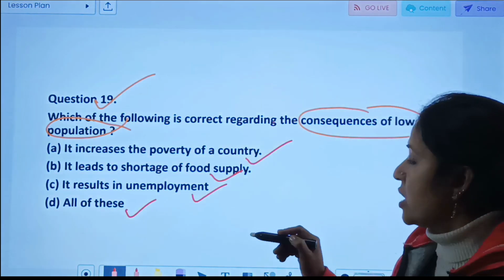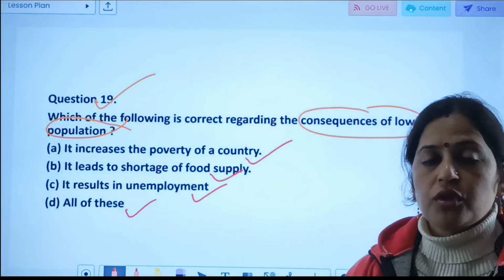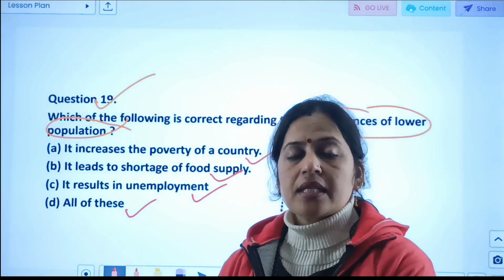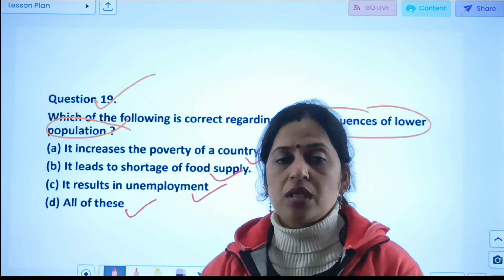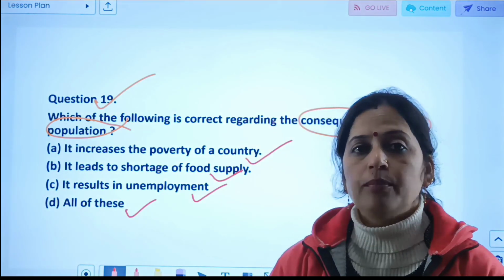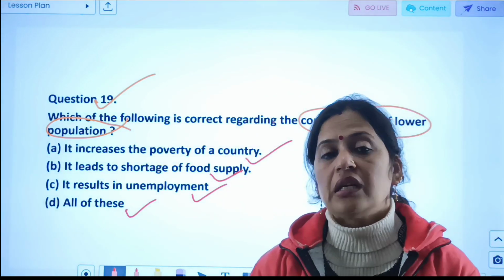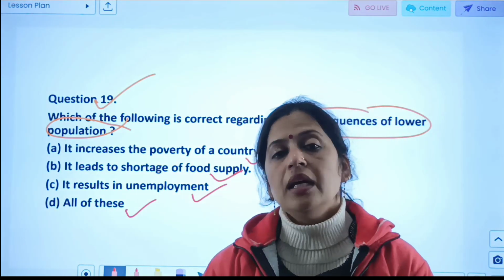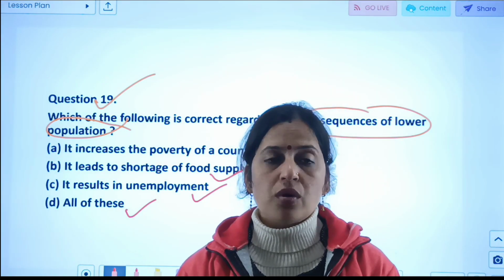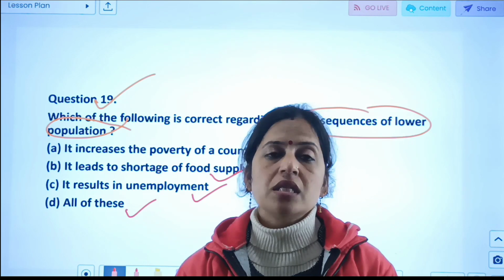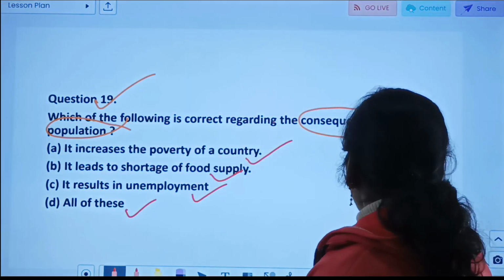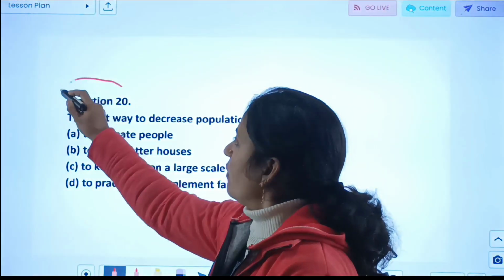So here all these are the correct options regarding the consequences of the lower population. All of these reasons are responsible for the consequences of the lower population. Number one is it leads to poverty in our country, second one is it leads to the shortage of the food supply, third one is it results in unemployment. So here all these are responsible for the consequences of the lower population in our country.